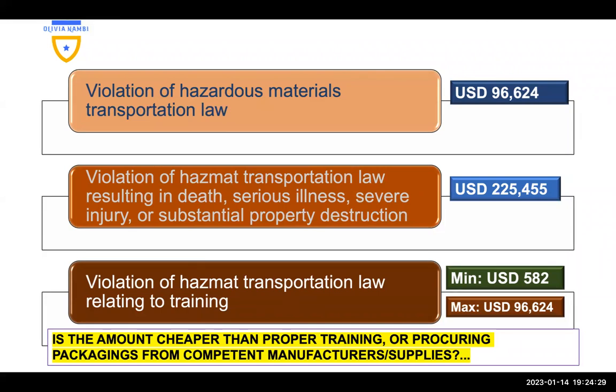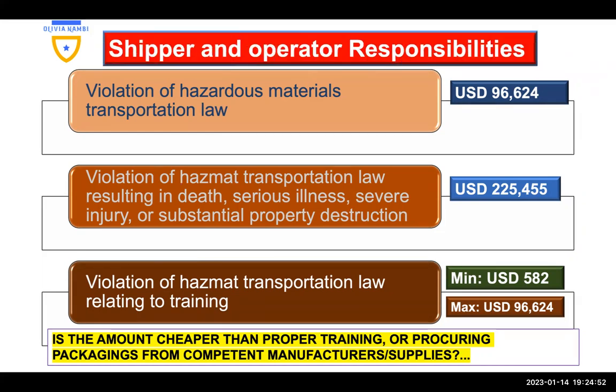When it comes to procuring dangerous goods training, packagings, cushioning materials, absorbent materials, and everything needed in the process of preparing dangerous goods shipments. The next question could be, well, those are US penalty amounts. I mean, how do they relate to me, a person coming from Australia?